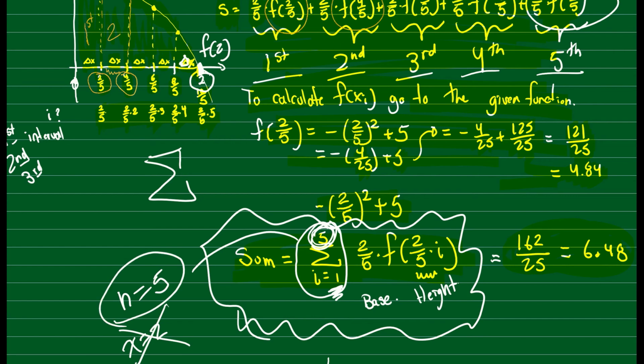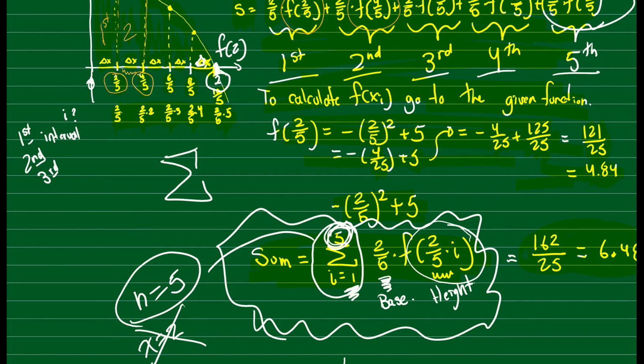Well, of what? I'm going to be adding up all my rectangles. What is going to be the area of each rectangle? The area of each rectangle is going to be 2/5, the base, times the height. And what is going to be the height? Well, it's 2/5 times i, where i is the interval.